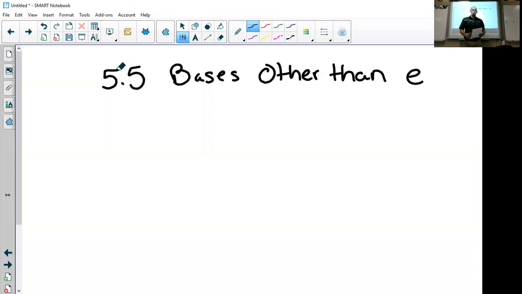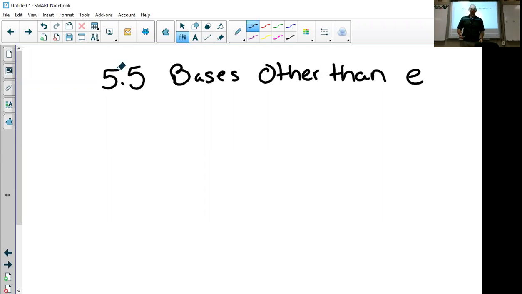All right, welcome guys. We're going to go ahead and get started with 5.5 today. We're going to be talking about bases other than e. So far in 5.4 and prior to that, we've been dealing with natural log, which is a base of e. We've been dealing with e to the x, which is a base of e. Well, what about all those things that don't have a base of e?